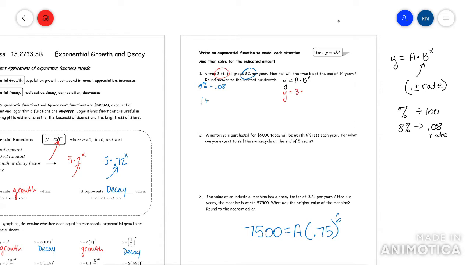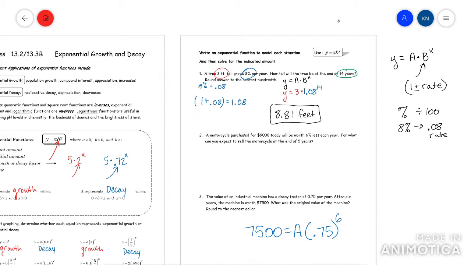And so it's 1 plus 0.08 that is going to go there as your b value, 1.08. And then x is just time. So they say 14 years. So that's your x. And so when you punch this in, 3 times 1.08 to the power of 14, you get 8.81. So that would be my answer, 8.81 feet. So since it was growth, we added that rate to 1.